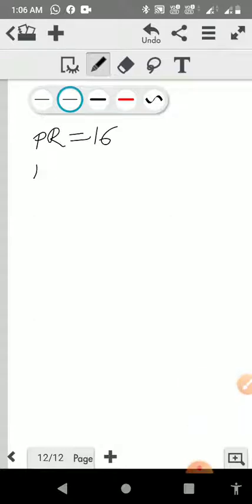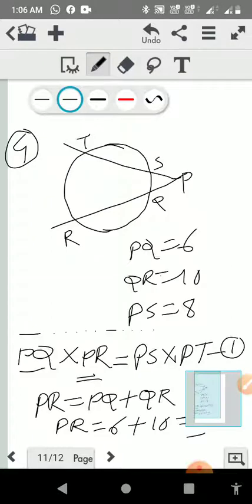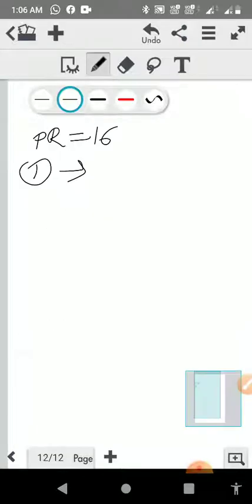Now I will repeat this equation 1 and put these values. PQ is 6 units, PR is found to be 16 units, PS is 8, and PT we have to calculate. I will just put the values directly here. I can write this equation once.